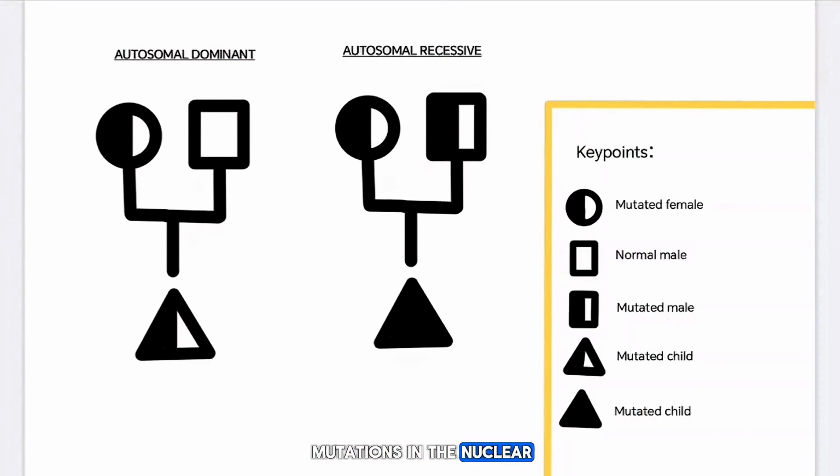Mutations in the nuclear DNA are commonly inherited in an autosomal dominant manner, which means one mutated gene is enough to cause the disease, or in an autosomal recessive manner, which means two mutated genes, one from each parent, can cause the disease.